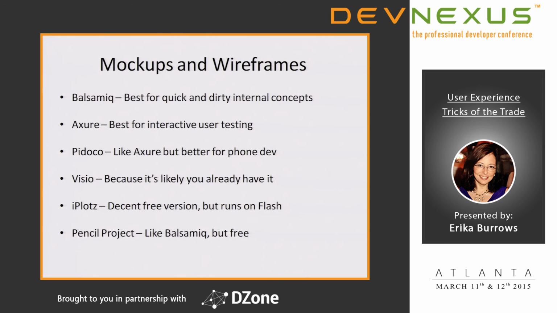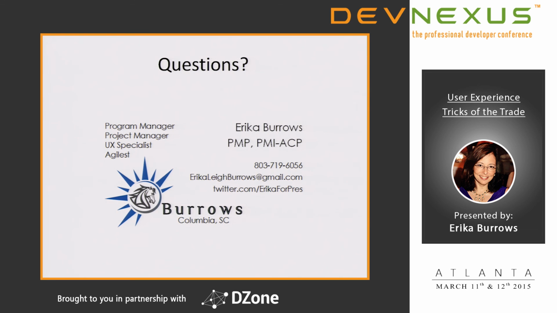Axure's not fantastic for phone development. You can show it on a phone, but it's not fantastic. Heroku does a little bit better if you're doing some responsive stuff. Visio, because everybody's got it. If you don't have anything else and you can't use a whiteboard, there's always Visio. Or Paint. Paint would work as well.